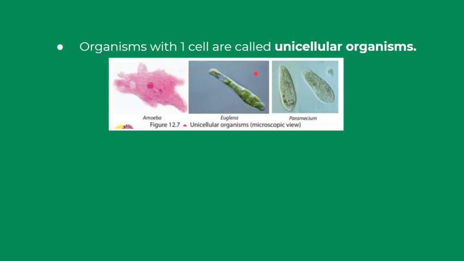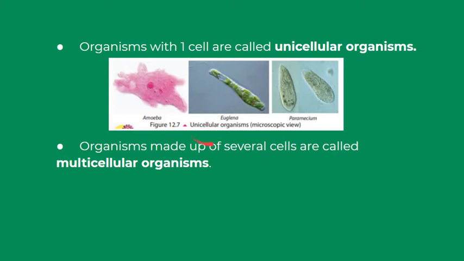Unicellular organisms are the organisms with only one cell. Amoeba, Euglena, Paramecium are examples for them. And the organisms made up of several cells are called multicellular organisms. Okay guys, so first we will be talking a bit about these unicellular organisms, then we will come to multicellular organisms later on.